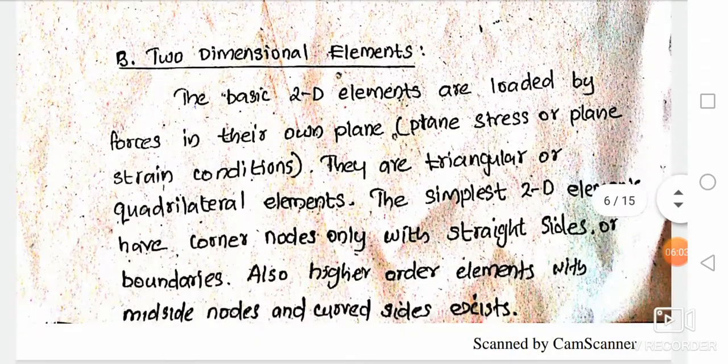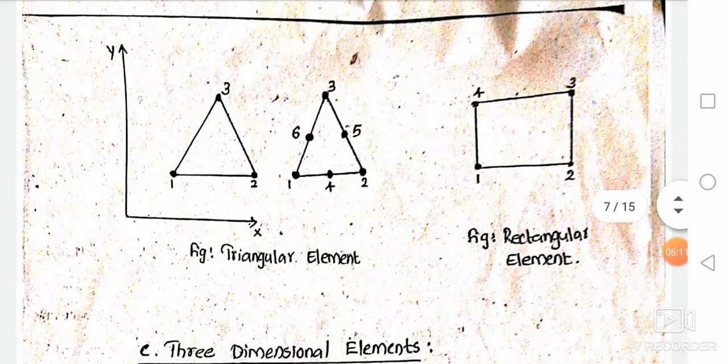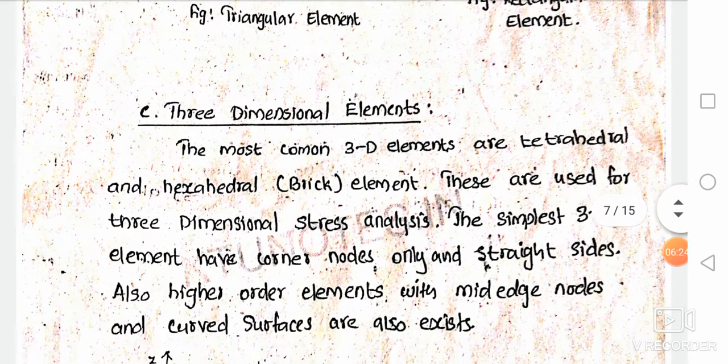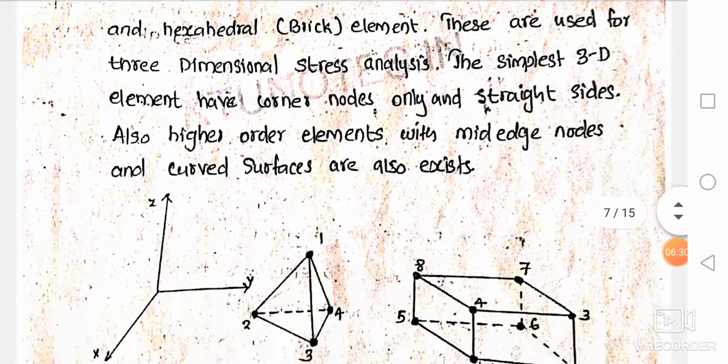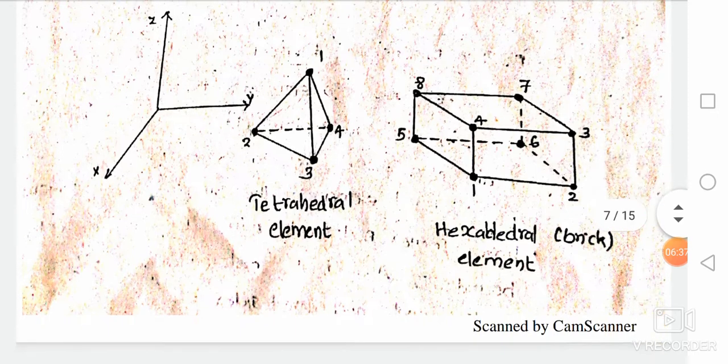Next are two-dimensional elements. Two-dimensional elements include triangular or quadrilateral elements. The first triangular element consists of 3 nodes and the second one consists of 6 nodes. The next element is the three-dimensional element. Three-dimensional elements include tetrahedral or hexahedral elements. This is the figure for the tetrahedral or hexahedral elements. You must study the figures for examination.